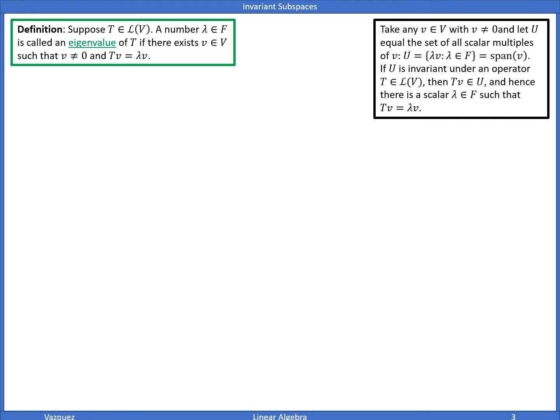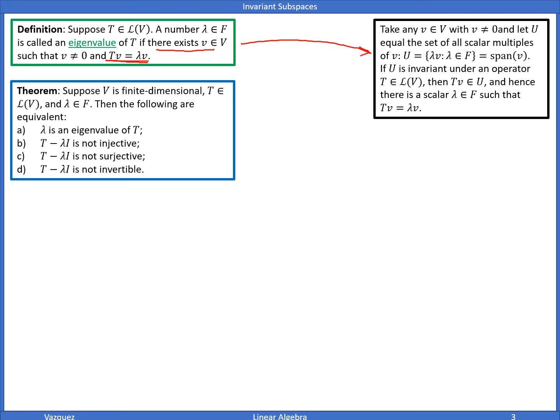Suppose T is an operator and a number lambda is in F. This is called an eigenvalue of T if there exists a vector v in V, such that v is not 0 and Tv is equal to lambda v. So again, it's an eigenvalue if there exists a nonzero vector such that lambda times that vector is equal to Tv. And that's coming from over here.